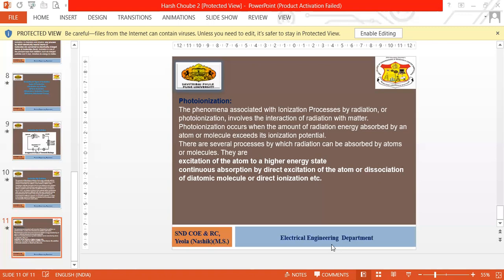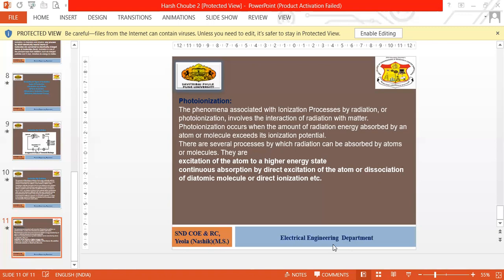It involves the interaction of radiation with matter. Due to this, ionization of the gases takes place, so it is called photoionization. Photoionization occurs when the amount of radiation energy absorbed by the atom or molecule exceeds the ionization potential. Always remember that. If the energy absorbed is more than the ionization potential, then and only then there is ionization of the gas. If the energy absorbed is less than the ionization potential of that gas or molecule, there is no ionization at all. So this is photoionization.